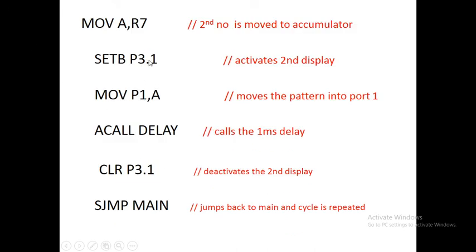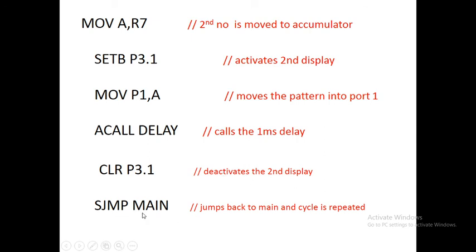Then next R7 number taken into the accumulator. Now this second number we want to display on second 7 segment display, and that's why I am just activating 3.1. 3.1 is the enabling second 7 segment display. Okay, when second 7 segment display is on, that time whatever in accumulator pass to the port, and then just call the delay to see it on second 7 segment display, and then deactivate it.